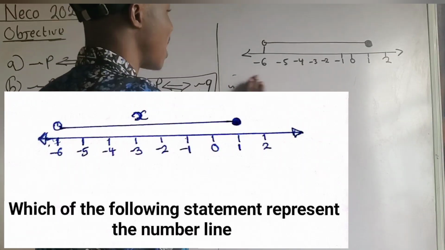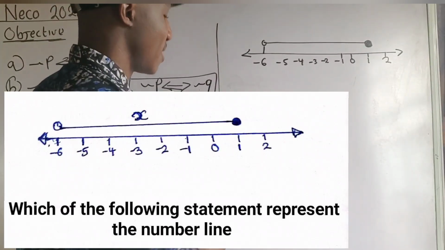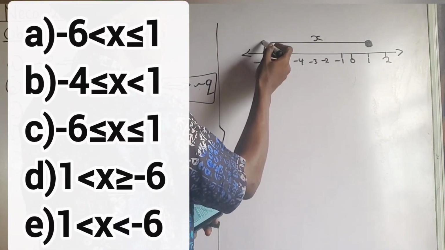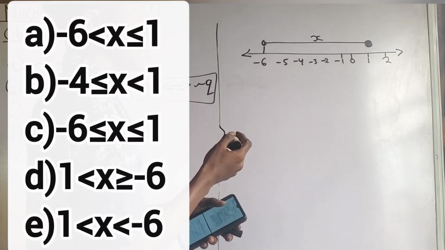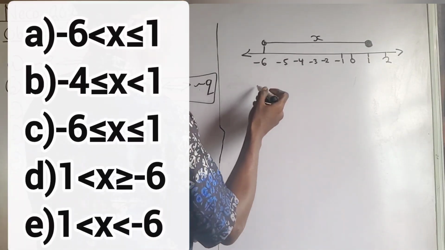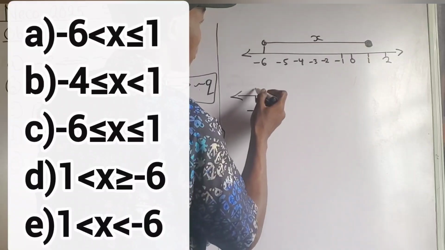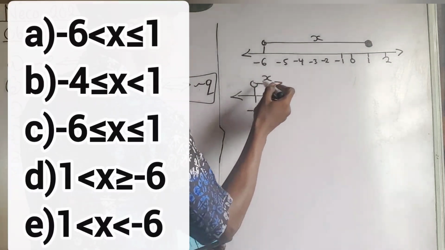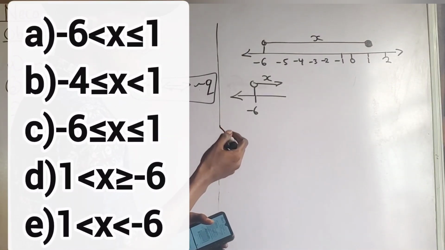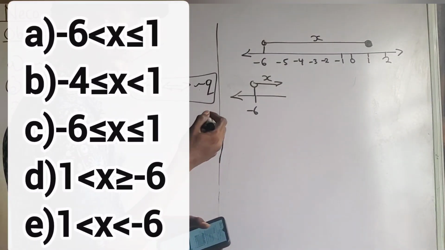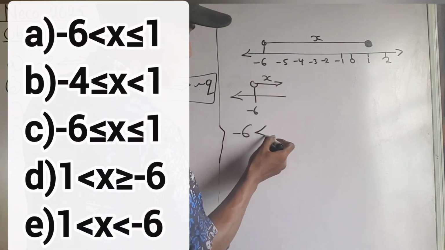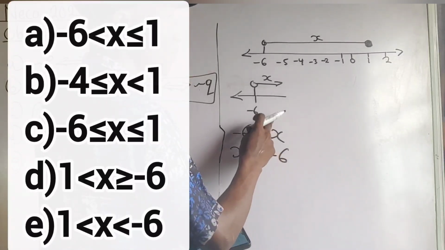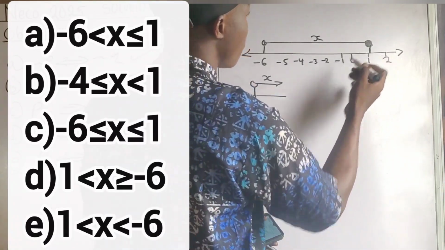If I want to interpret this number line, please pay attention. Do you know that this part is not shaded? That means that at -6, this part is not shaded. That means that X is greater than -6. That is, -6 is less than X. So X is greater than -6. That is the first part. For the second part, which is this.